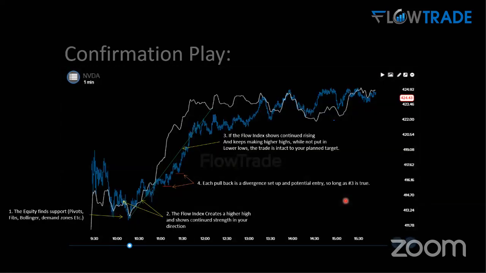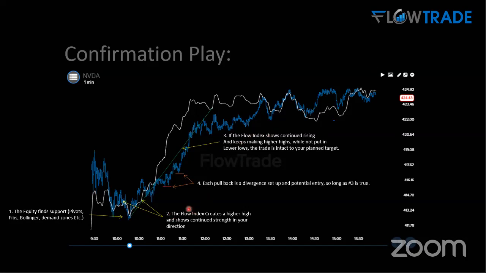Okay, and the last one that we'll talk about is the confirmation play. This one was on NVIDIA. Of course, NVIDIA hit like 460 maybe yesterday. And so this thing has just been a runaway train like a lot of these have been. So the same thing applies, just like everything else. Of course, you see I said we're finding support, right? So we're always checking the chart before we check the flow to see what's going on there. So the flow index created a higher high, and that gave us that idea of continued strength.